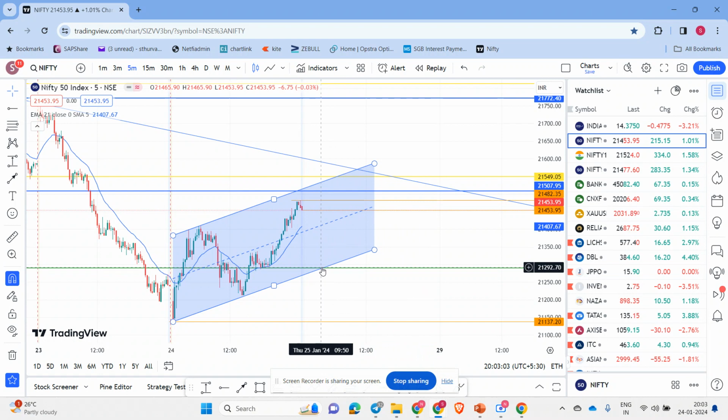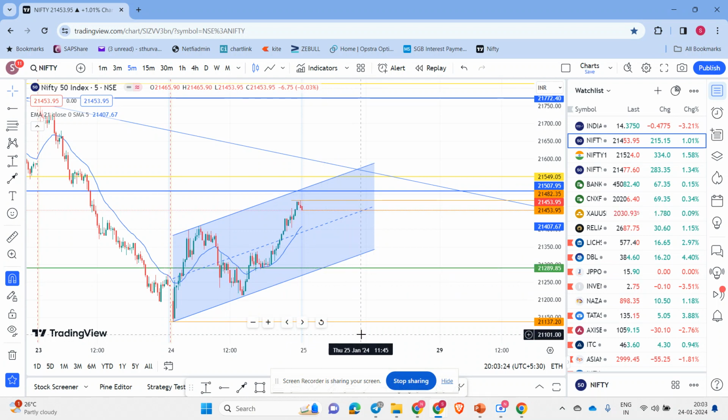And the second thing is, if the market gaps down and is available near the bottom of the channel, and you see a bounce, we can go for long. We can expect a 100 points move again to the top. If the market gaps down and closes below or breaks this channel, we can expect the market to go down another 100 points.